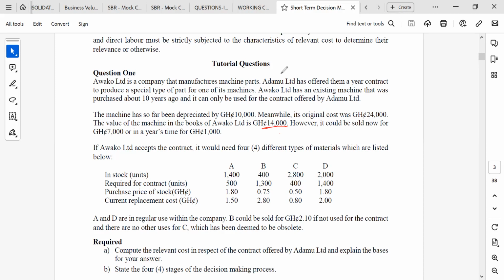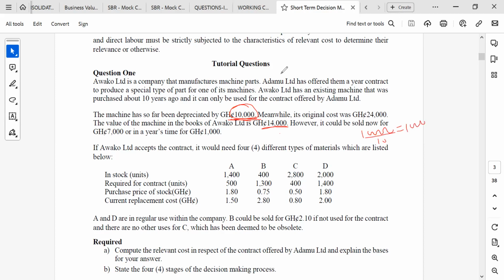Okay. And the machine was purchased 10 years ago. So from the time the machine was purchased up to now is 10 years. And the depreciation charge is what? 10,000. So how do we get accumulated depreciation? It is the annual depreciation multiplied by the number of years that the depreciation has been charged. So the annual depreciation will be the 10,000 divided by 10. That will be 1,000 every year.